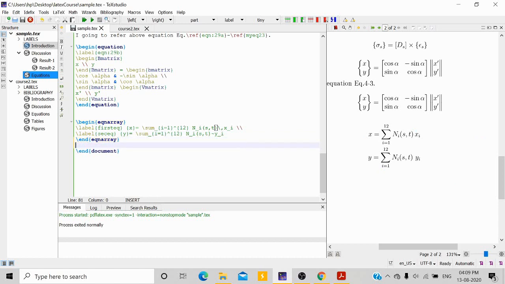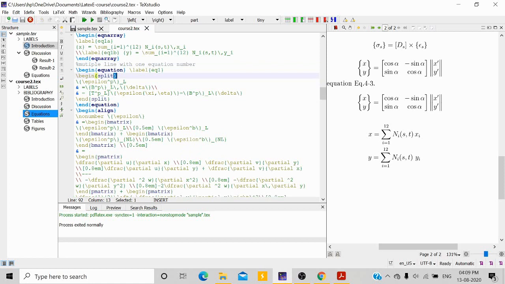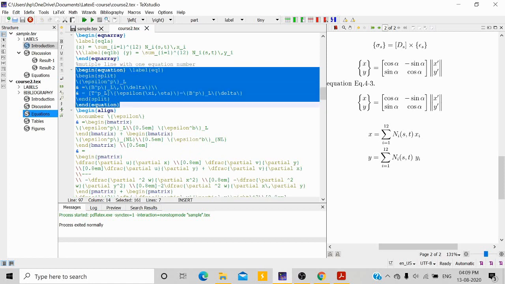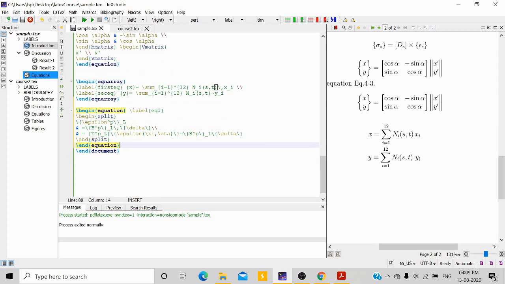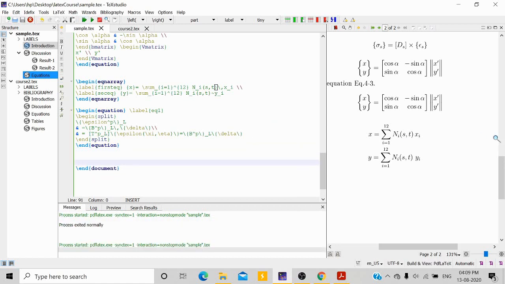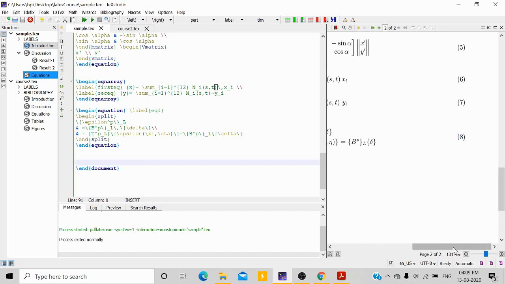Fine. Now let's use another. We used equation array. Okay, let's use split. For multiple equations only, the same for multiple equations. So you can use anything, it depends on you. Okay, this is another type of equation. So this is one equation. What I have done is, let me show you what this is. So this will give you one equation.